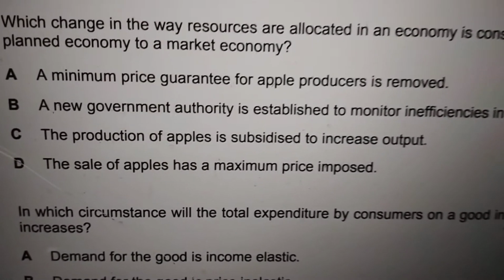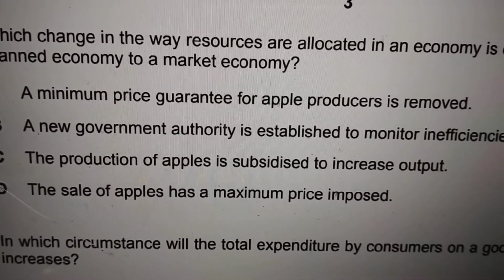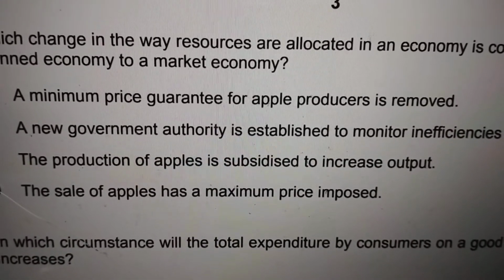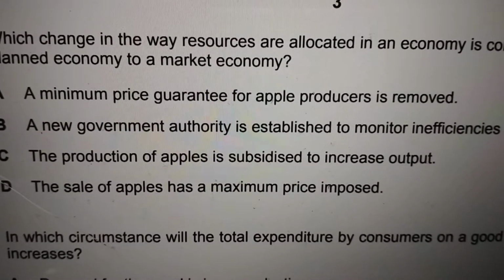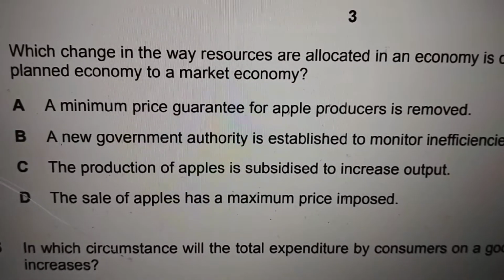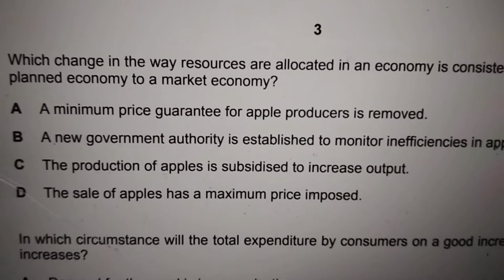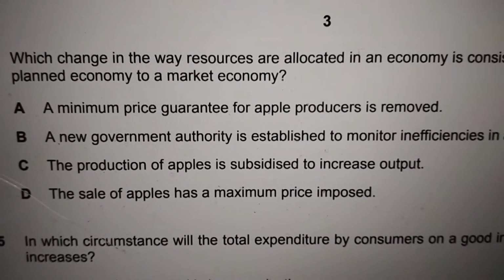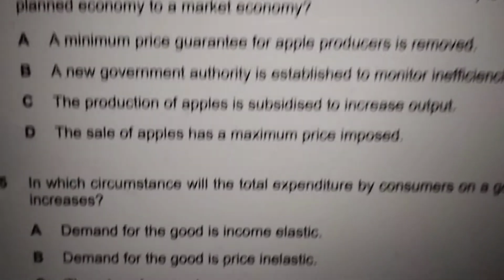So out of these options, a minimum price guarantee for apple producers is removed. Who set the minimum prices? Government. So it is not a government controlled economy. We are moving from the planned economy to the market economy. So option A is the correct one out of these 4 options. So the minimum price guarantee cannot be used now because there is lesser or no role of the government, because we are moving from the planned economy to the market economy.